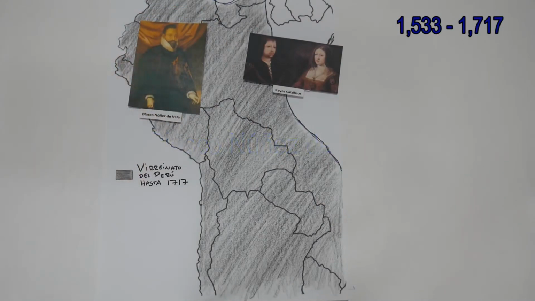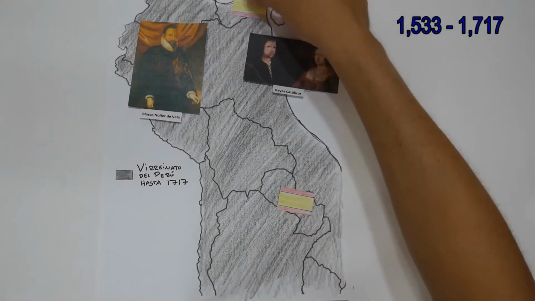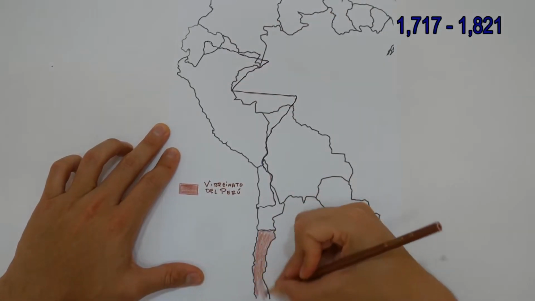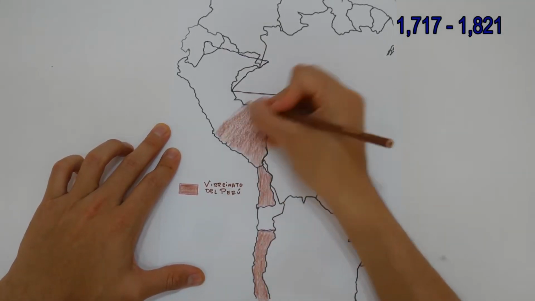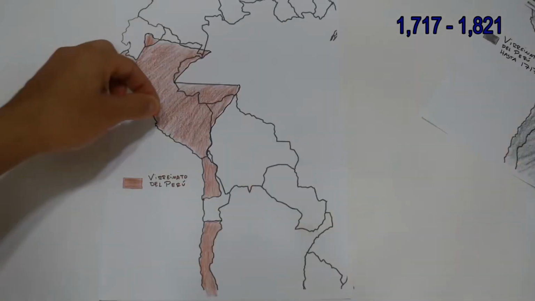Subsequently, new viceroyalties were created, such as that of the Rio de la Plata in the south and New Granada in the north, leaving the territory of the Viceroyalty of Peru reduced to this map with its capital in the city of Los Reyes, which in the future would be the city of Lima.